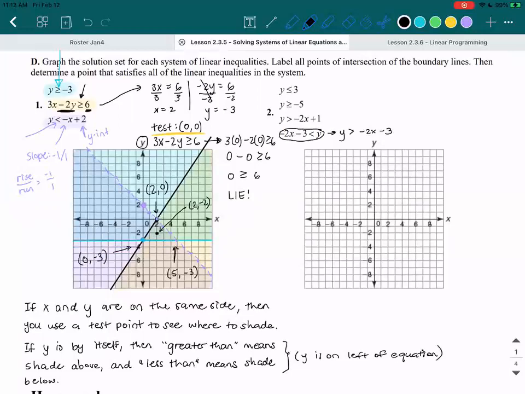Okay, or technically inequality. Y should be on the left of the inequality. Let me fix that. Y is on the left of the inequality. Okay, there we go. So as long as y is on the left side, then if it says greater than, you shade above. And if it says less than, then you shade below.